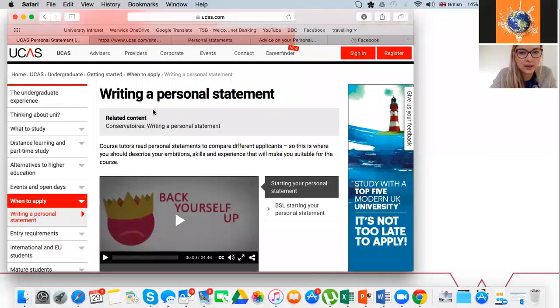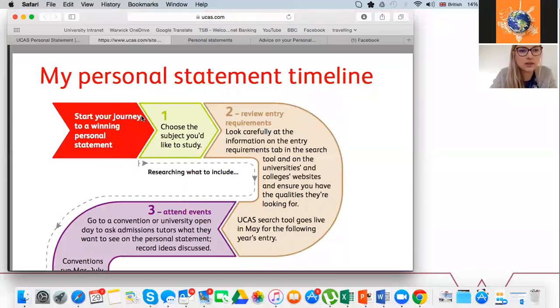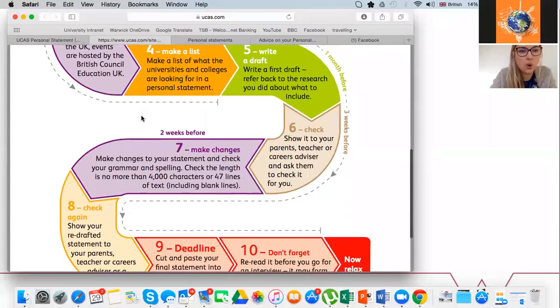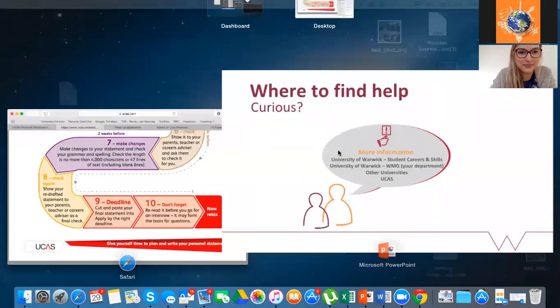What I liked about their website is their timeline. It's called My Personal Statement Timeline. It's where they talk about the process, so basically how you start, what you do, all the steps, very detailed. And then your relaxing time as well once you've applied. We will all get there very, very well.